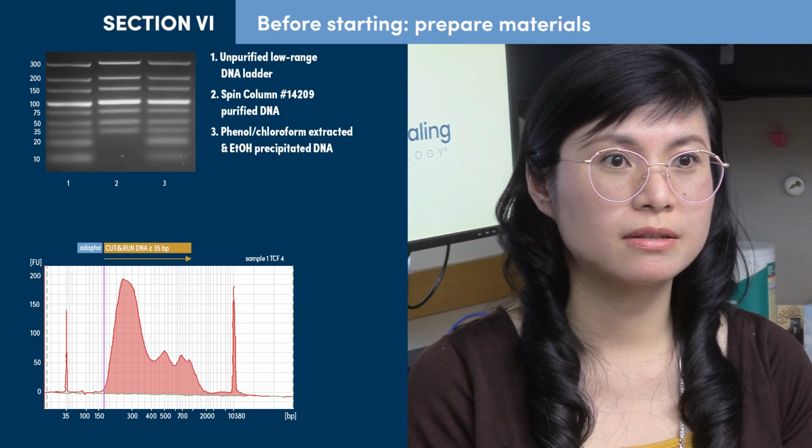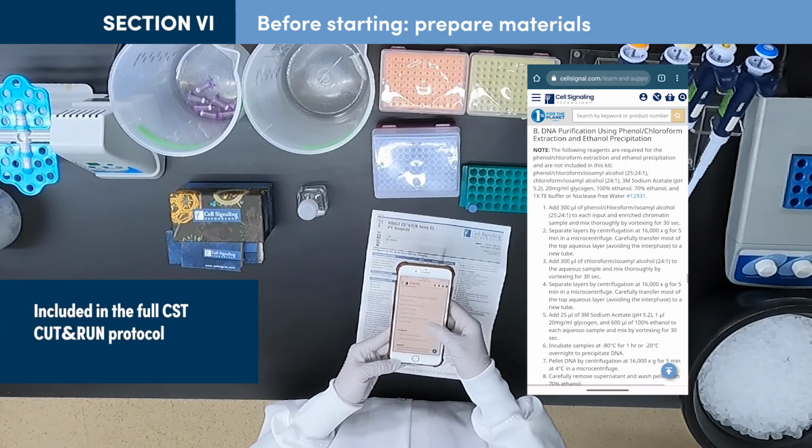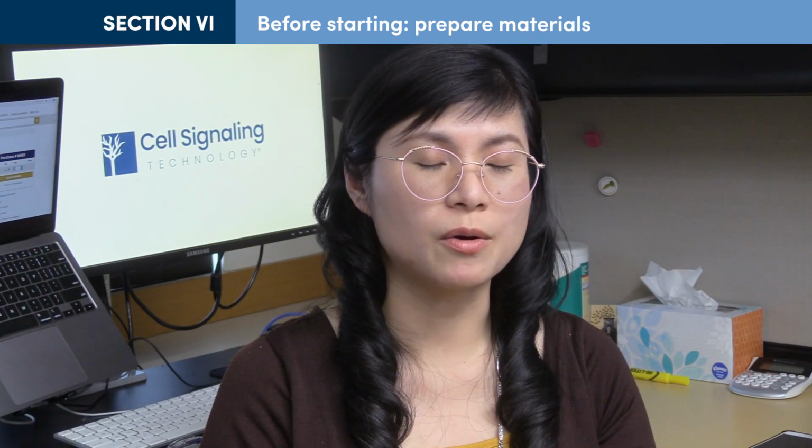DNA fragments. If you choose to use other spin columns, ensure the cut-off size is not higher than 35 base pairs. An alternative protocol variation for phenol-chloroform extraction and ethanol precipitation is also included in the full Cut and Run protocol on our website.